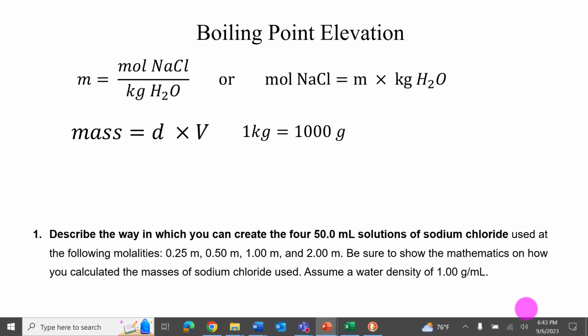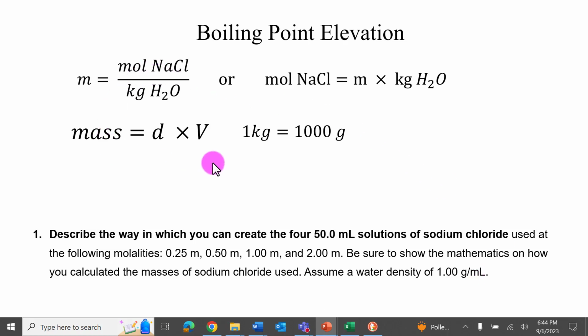In this video, I am going to walk you through the boiling point elevation calculations. First of all, in your lab report, it asks you to describe the way in which you can make or create four 50 milliliter solutions of sodium chloride at these molalities: 0.25 molal, 0.5, 1, and 2 molals. Be sure to show the math and how you calculated the mass of sodium chloride used. Also, assume a water density of 1 gram per milliliter.